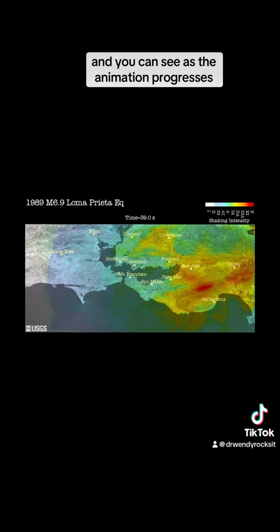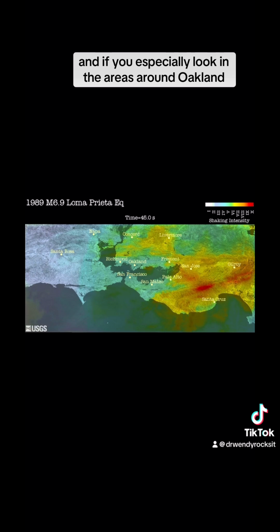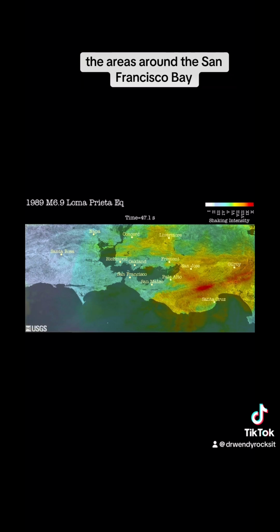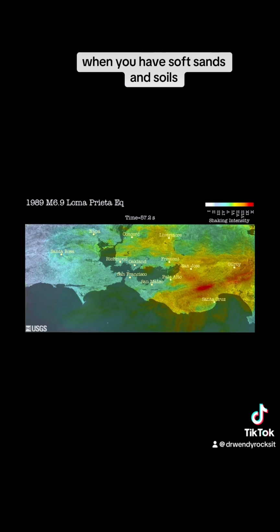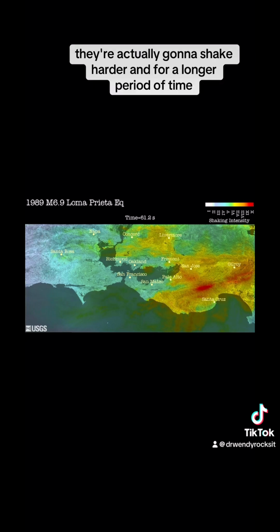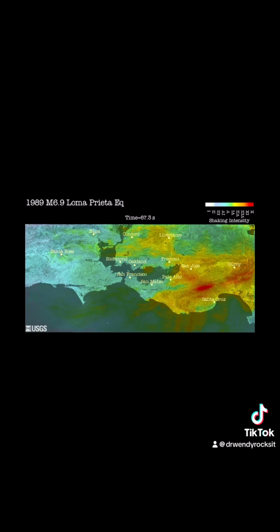And you can see as the animation progresses that certain areas are continuing to shake harder and harder. And if you especially look in the areas around Oakland, the areas around the San Francisco Bay, there are particular areas that shake really, really hard compared to the areas nearby. And that's because of the local rock and soil conditions. When you have soft sands and soils, and then you send seismic waves through them, they're actually going to shake harder and for a longer period of time, almost like a bowl full of Jell-O.